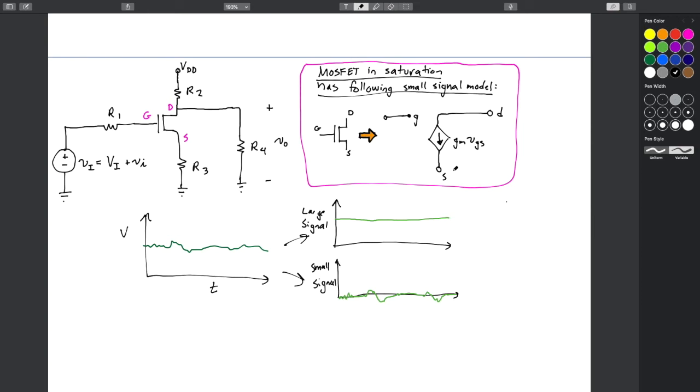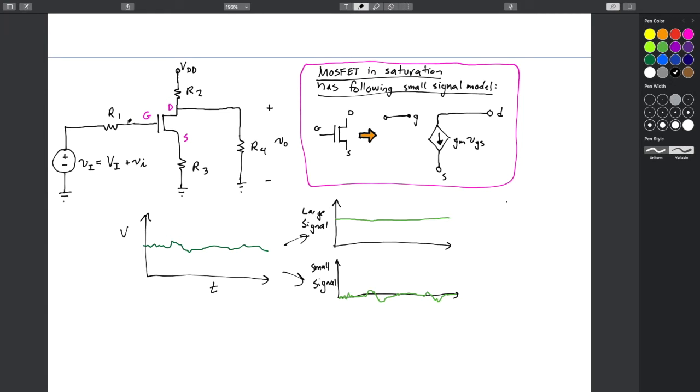Okay, in this video what we're going to do is analyze this MOSFET circuit, which I've drawn out already, and develop a small signal model for it, basically. So you've got a voltage source coming in, which we've broken its input signal into two pieces. It's its bias voltage, kind of its large signal voltage, and its small signal voltage right here.